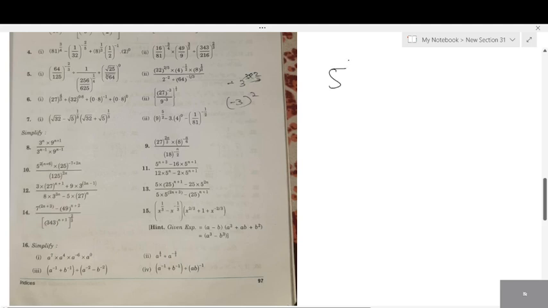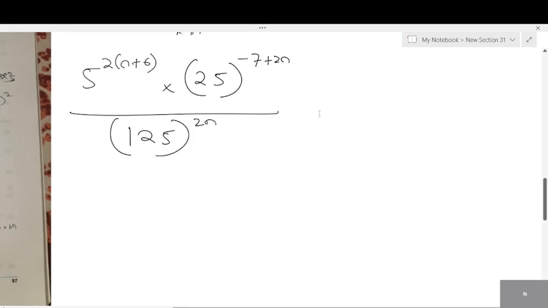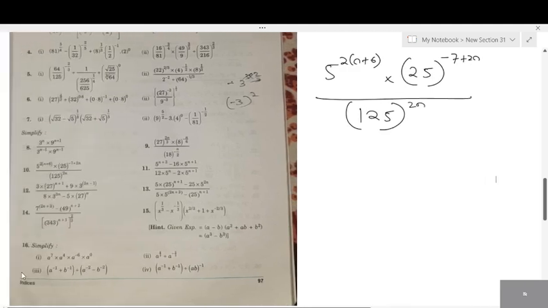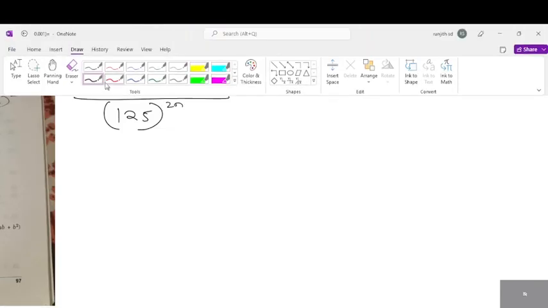10th question. 5 to the power of 2n plus 6 into 25 to the power of minus 7 plus 2n, divided by 125 to the power of 2n. Concentrate here. Most of the time they give this type of question for 3 marks. From 1 to 9, it's very rare. 8 to 15 are tough questions. They'll give it for 3 marks.